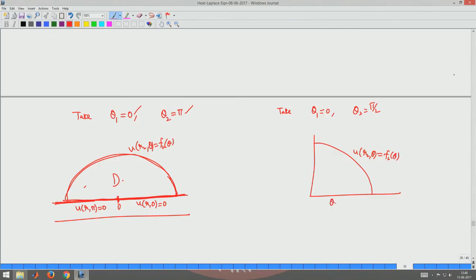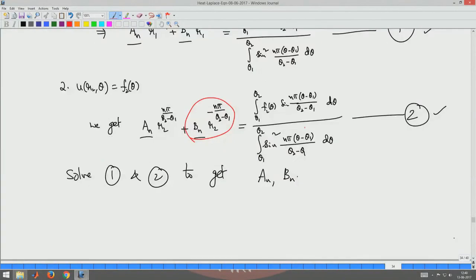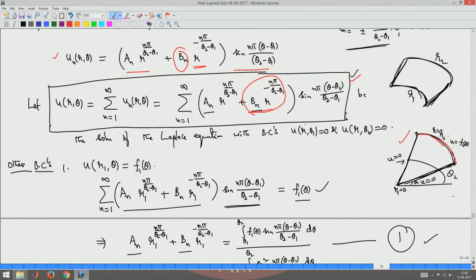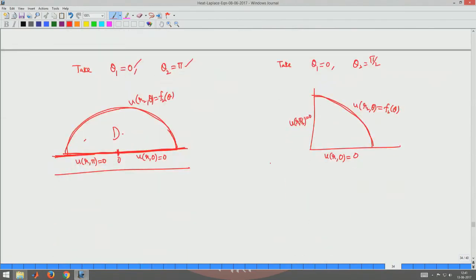Here u of r comma theta 1, where theta 1 is 0, is 0, and you have to provide a 0 condition here, so u of r comma pi by 2 equal to 0. If you are given this problem, that is exactly the same problem you can solve. The an's are the only thing that will contribute, so the solution will be this without this term. The an's are calculated from the second equation. The only thing is you replace theta 1 and theta 2 with 0 to pi or 0 to pi by 2, to solve these two different problems.